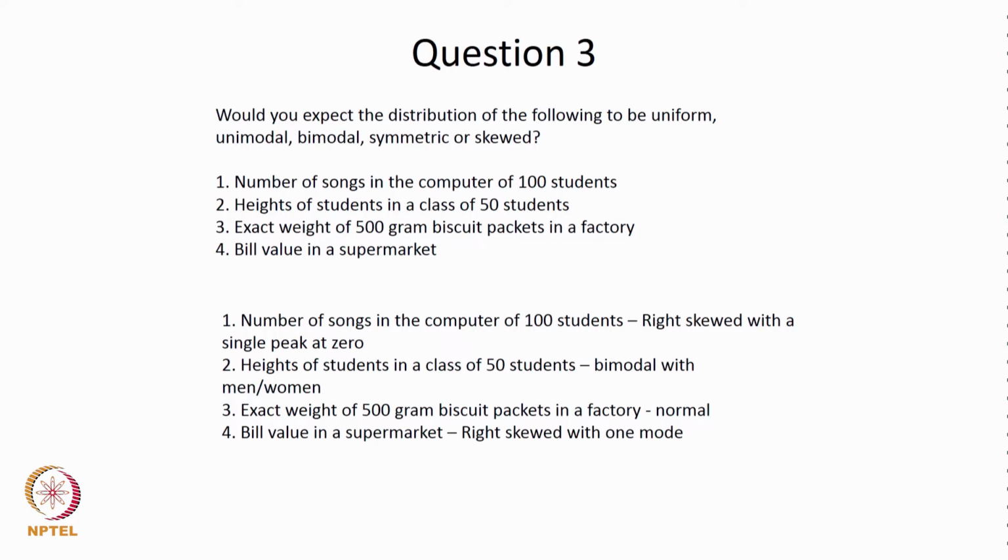Number of songs in the computers of 100 students. The general expectation would be that it could be right skewed with a single peak at 0. It is quite likely that a good number of these 100 may not have a song, and among those who have songs, 1 or 2 may have a large number of songs, and therefore there can be a long tail to the right. So, it will be right skewed. If we assume that a large number of students would not have a song in the computer, then there will be a single peak at songs equal to 0.